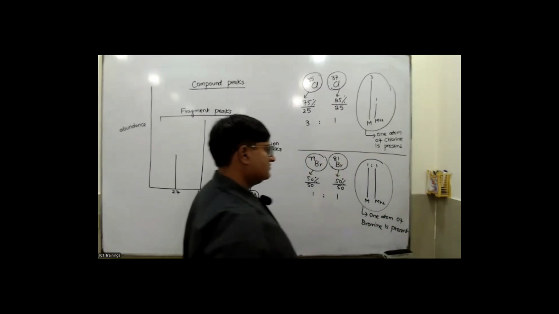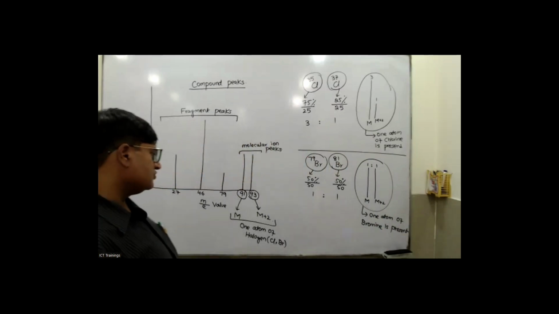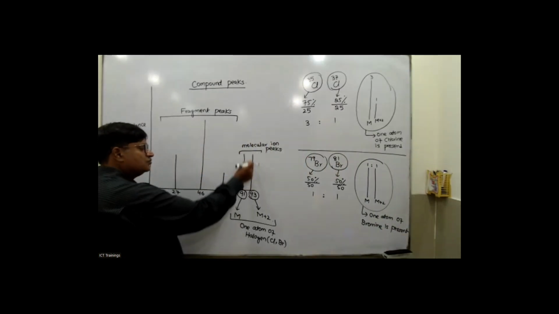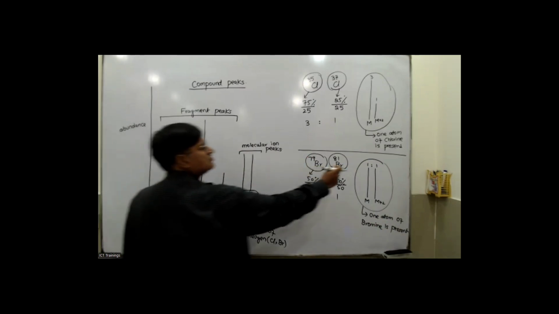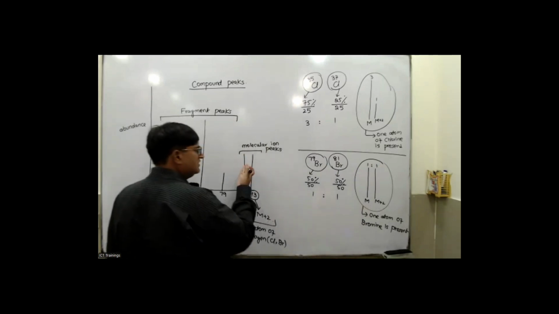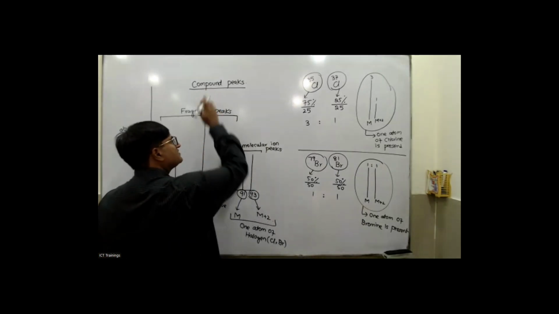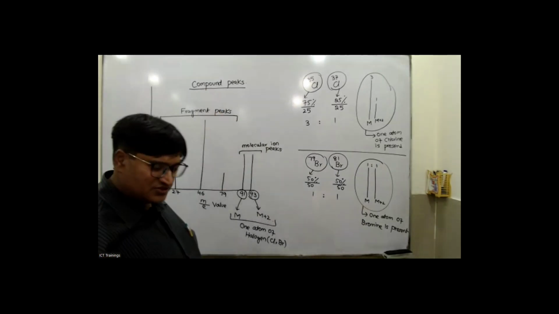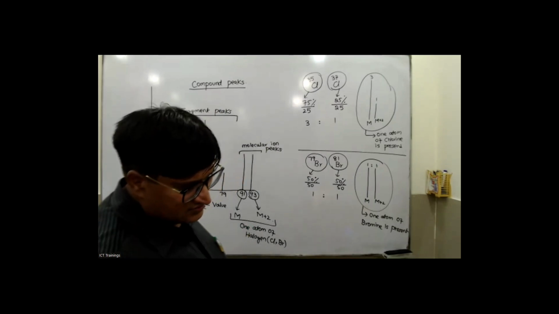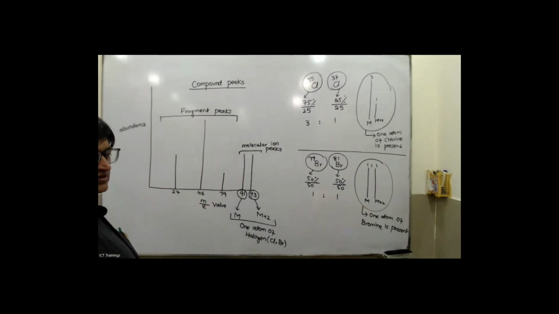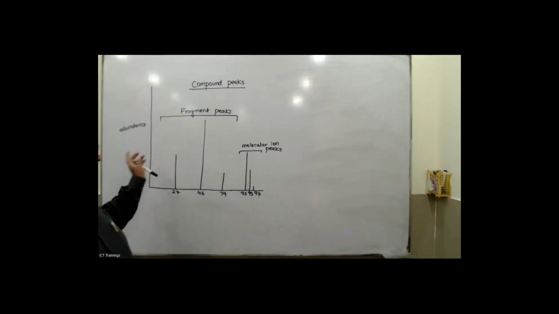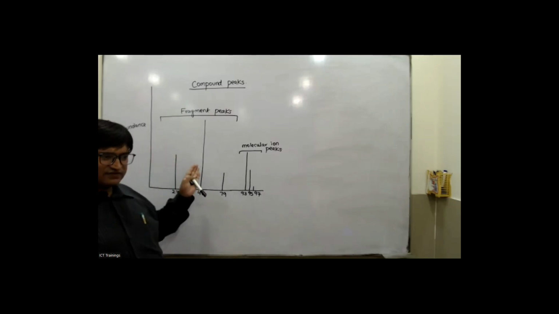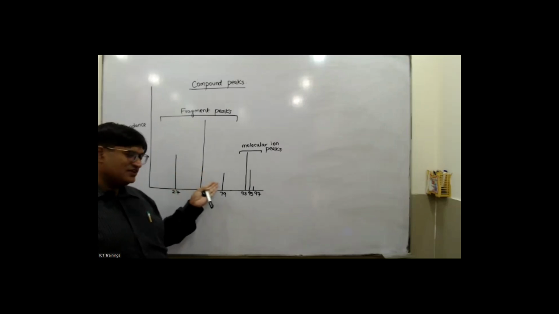Did you get it? Now, if we look up here, you got the two peaks M and M plus 2, and they are of the same height. Same height means one bromine atom is present in this compound. Did you get it, guys? Yes, sir.